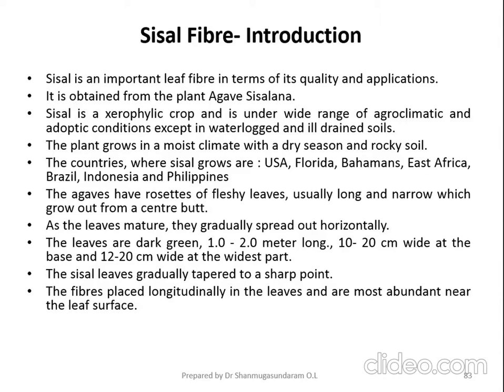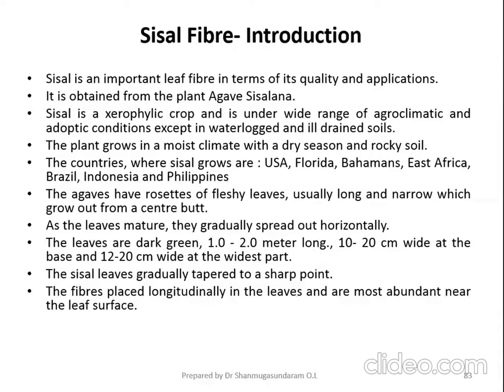Sisal is a xerophilic crop. What do you mean by xerophilic? A xerophilic crop or plant is a species that can adapt to survive in an environment with little liquid water. Simply, you can say this plant can survive in a desert area. That is the meaning of xerophilic crop. Even with a little quantity of water, the sisal fiber plant will survive.